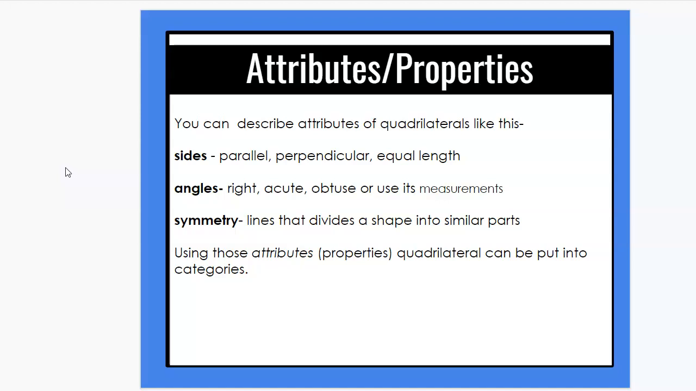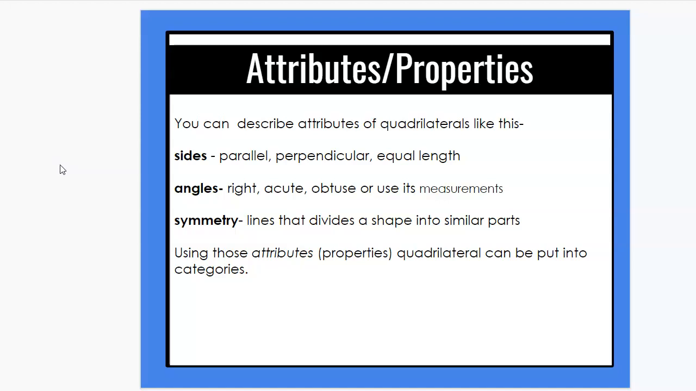Then you look at their angles. What type of angles do they have? Do they have right angles? Are the angles acute or are they obtuse? Or maybe you're just going to use an exact measurement. Another attribute you can use is its line of symmetry. Okay, and a line of symmetry are lines that divide a shape into similar parts.